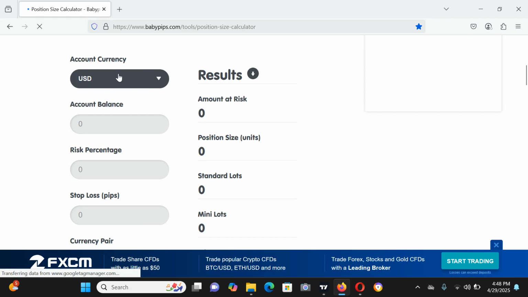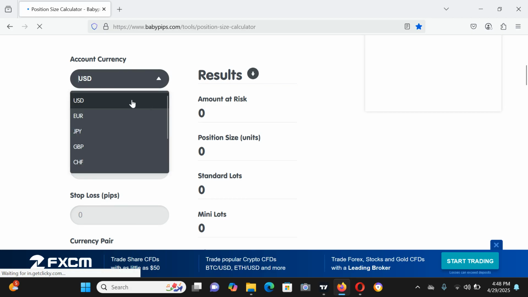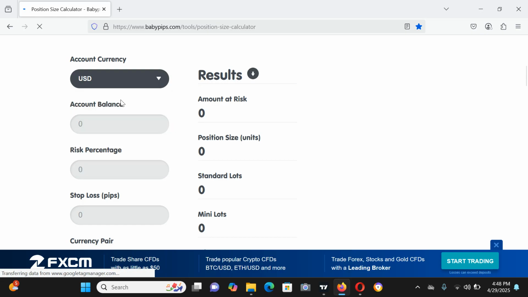But first, we have to start with the account currency. For me, my account currency is US dollar. But for some of us, maybe our account currency might be euro, Japanese yen, Great Britain pounds, or CHF. So depending on your account currency, you choose the appropriate account currency. But for me, like I said, my account currency is US dollar. Then I would go ahead and click US dollar.